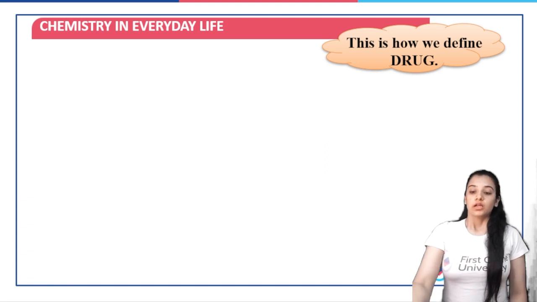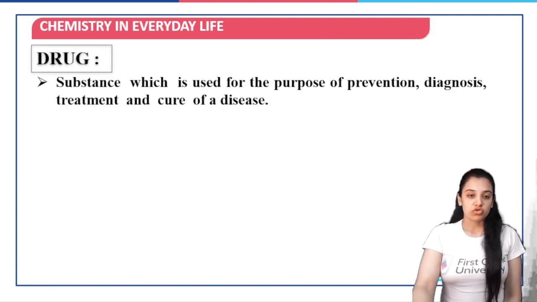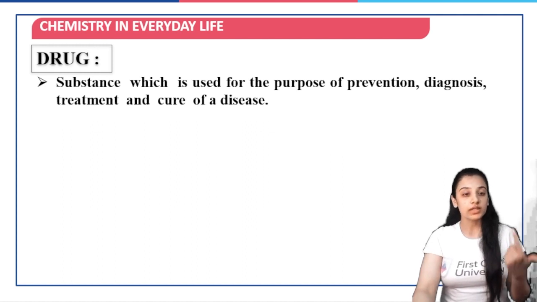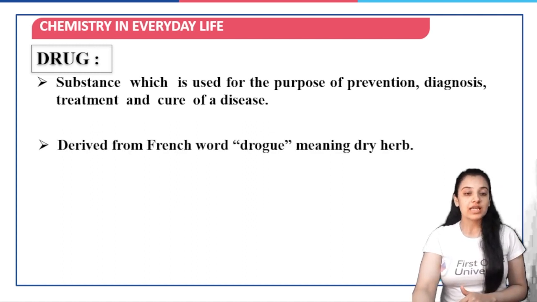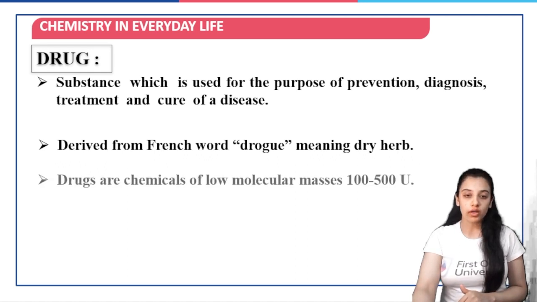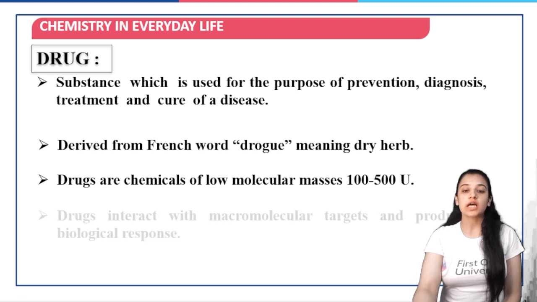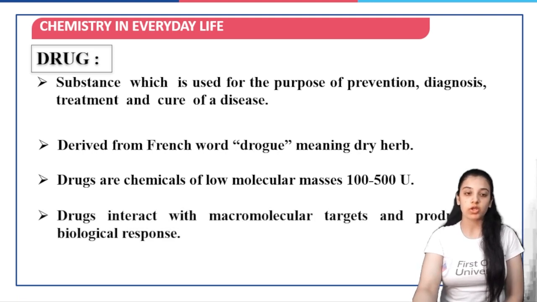Okay. So let us first define what is a drug: a substance which is used for the purpose of prevention, diagnosis, treatment, and cure of a disease. This has been derived from the French word drogue, meaning dry herb. Drugs are chemicals of low molecular masses, 100 to 500 u.